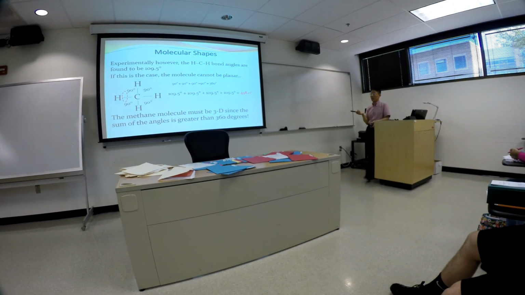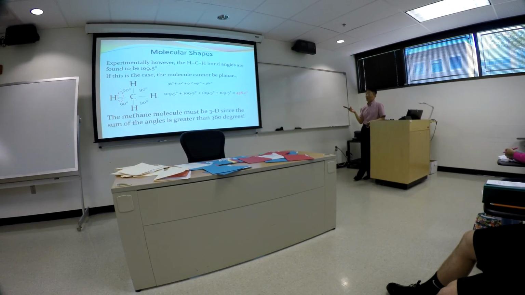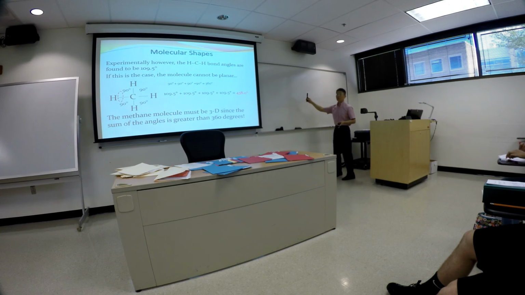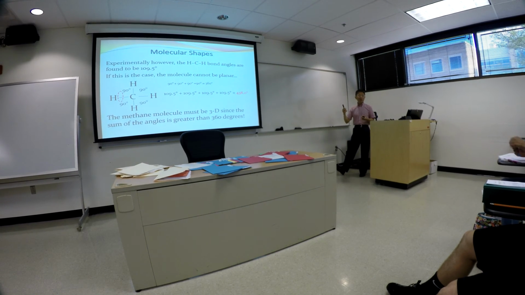Three-dimensional geometry. As a simple activity, measuring the bond angle in the laboratory, we can prove that the Lewis structure does not represent what the molecule actually is in terms of its shape, its geometry, because the Lewis structure suggests that you have a flat molecule. The molecule itself is not flat based on the bond angle there.